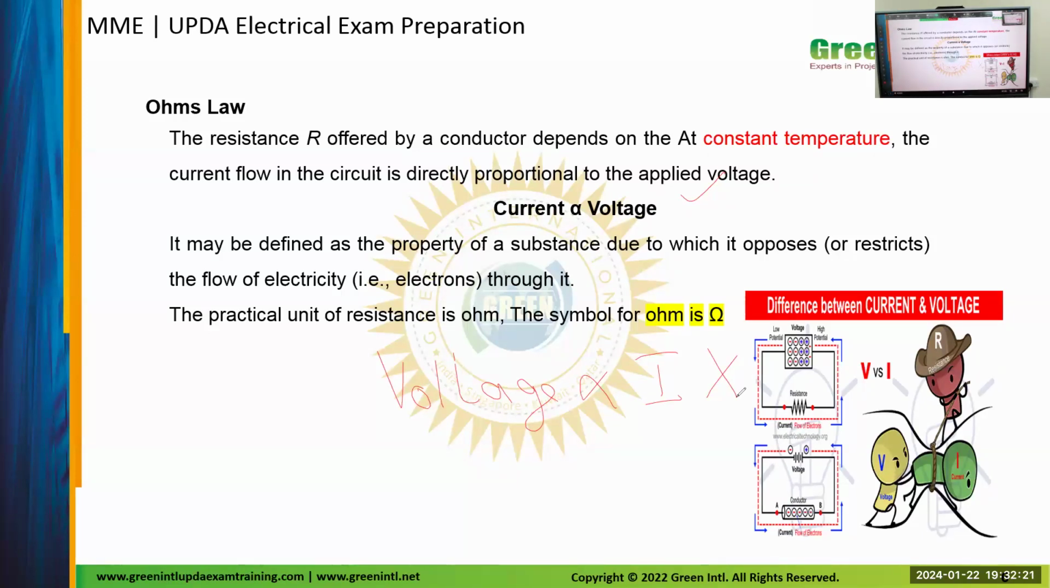Sometimes we need to give some force. Externally someone pushes me, then only the electrons move from one place to another place. So the movement of electrons depends upon the force. If the force, that is the voltage, is 0, then the current is 0. So the movement of electrons depends upon the force. This is true, but the vice versa is not true. So here I is directly proportional to V.